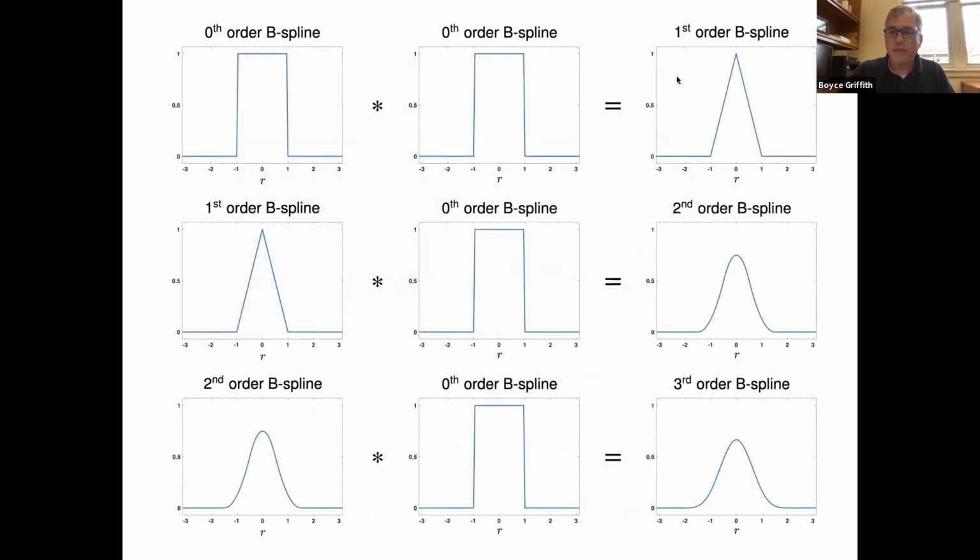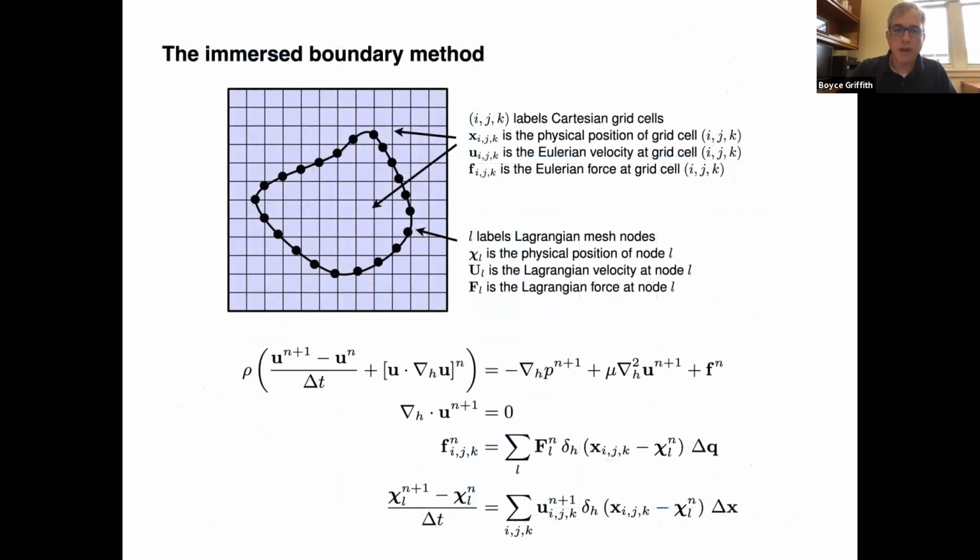There are a lot of different ways that you could construct a regularized delta function. This is a construction that I particularly like because it's very simple. It's a construction for the cardinal B-spline. You start out with a zeroth order B-spline, what's called the window function. If you convolve the window function with itself, you get the hat function, which is the first order B-spline. And then you can continue recursively. You can convolve the first order B-spline with the window function to get a second order B-spline, and so forth. These functions are nice because they're piecewise polynomial, and they seem to have nice properties when you use them with the immersed boundary method.